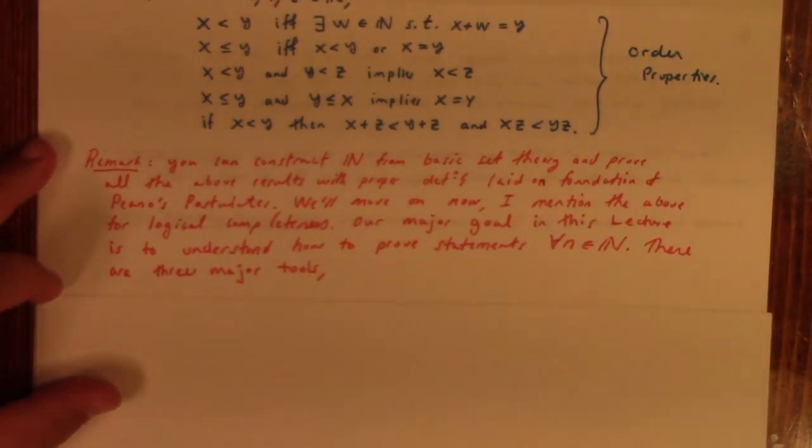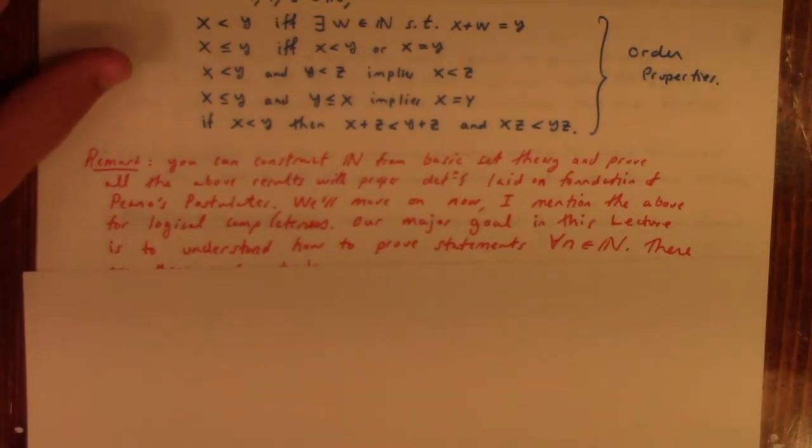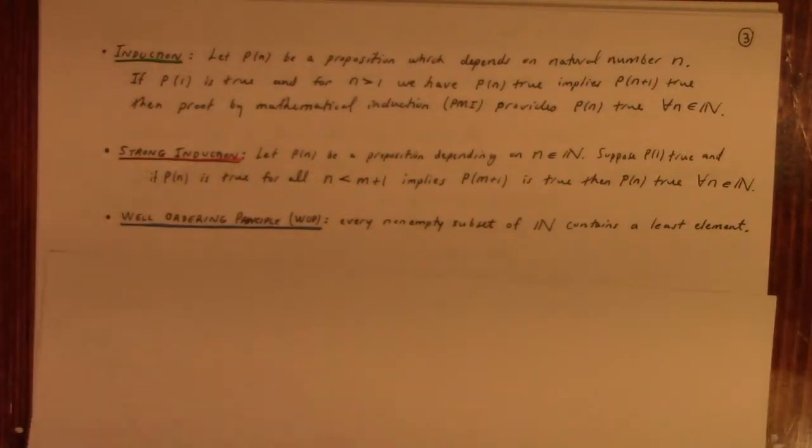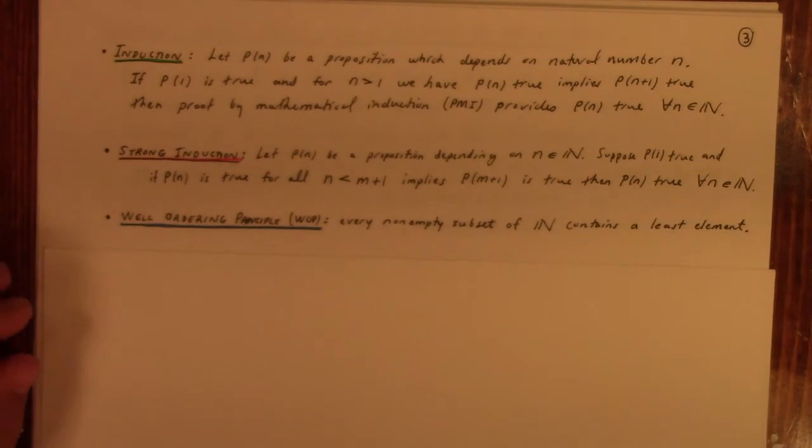I just mentioned the above for logical completeness. Our major goal in this lecture is to understand how to prove statements for all natural numbers. And basically, there are 3 major techniques, all of which are, in some sense, equivalent in an informally logical sense, to that inductive principle for the natural numbers.